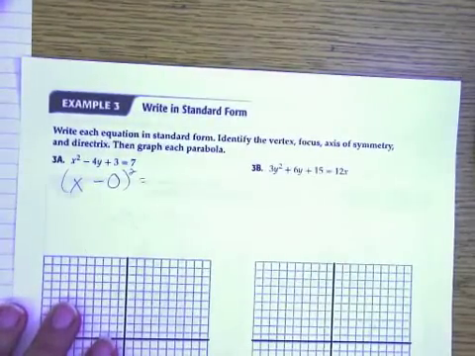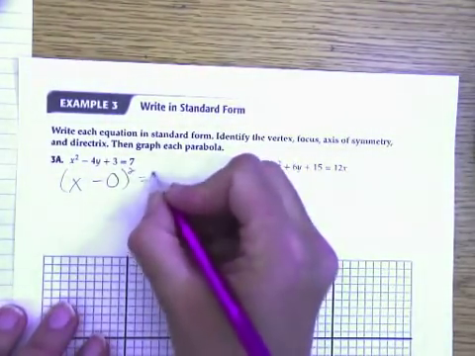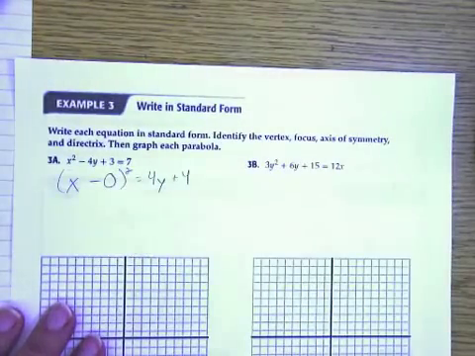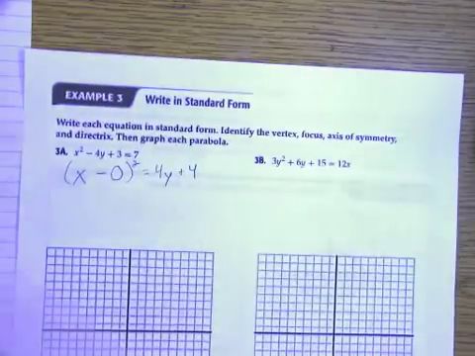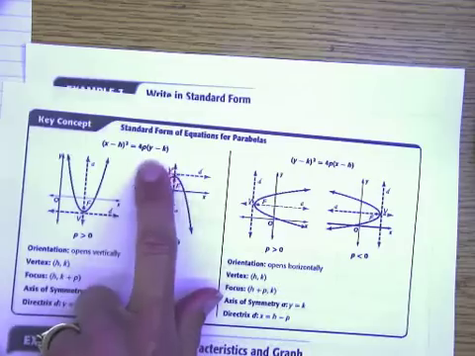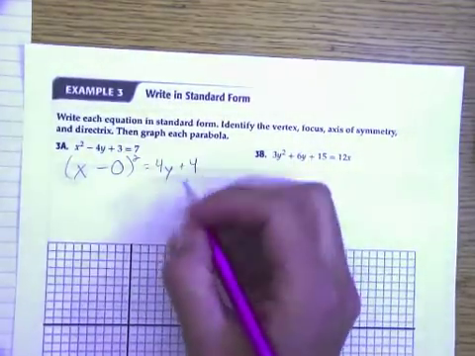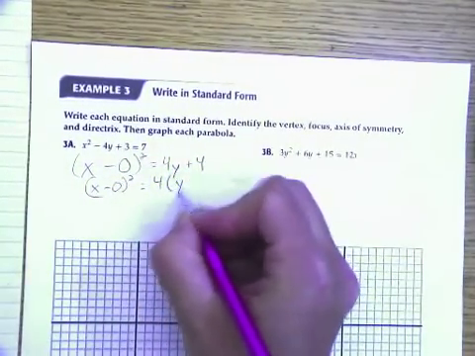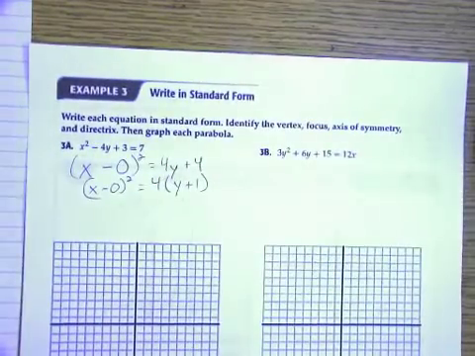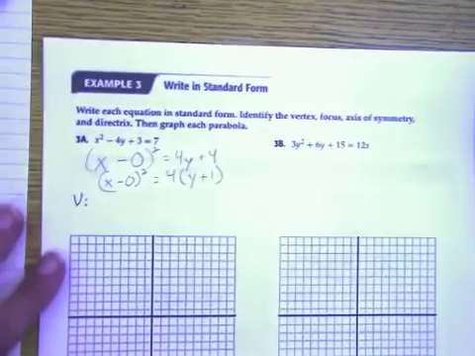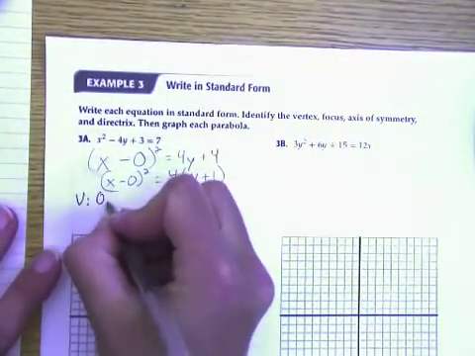I'm going to bring everything else over to the right-hand side and get 4y plus 4. Remember what standard form looks like. I want a number, and then I want the y either plus or minus a value. So I'm going to factor this 4 out. I have x minus 0, quantity squared, equals 4 times the quantity y plus 1. That means that my vertex is at 0, comma negative 1.